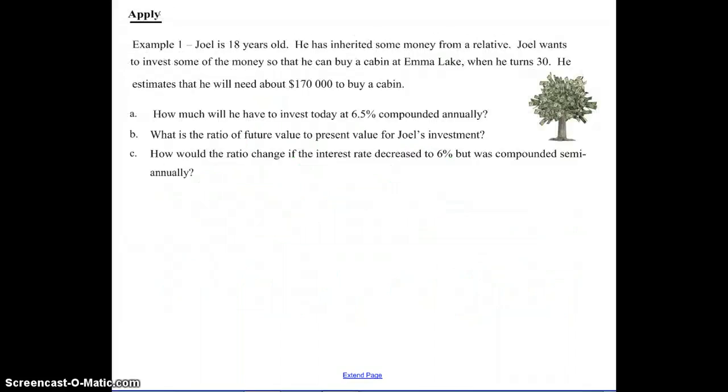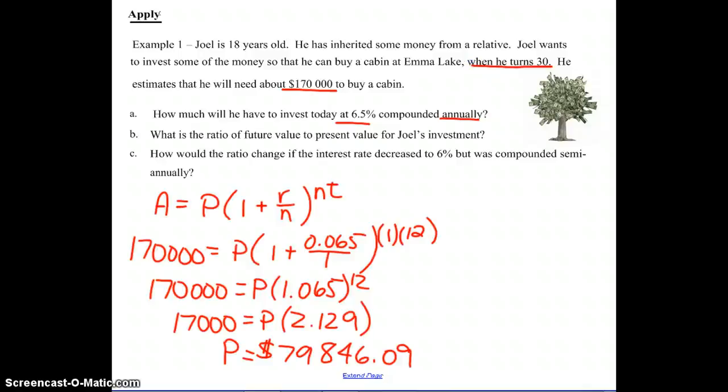So then we're going to look at example 1. We've got Joel, who is 18 years old. He inherited some money. He wants to invest it so that when he turns 30, he can buy a cabin that will cost $170,000. He's got 6.5% compounded annually lined up as an investment plan. So we need to figure out how much he'd have to invest today. When you go through the steps, you come up with a present value of $79,846.09 that you would have to invest today.